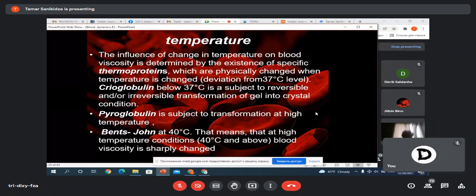Can you repeat about the artery? Can you repeat what you said about blood flow in the artery when a patient has a high temperature?